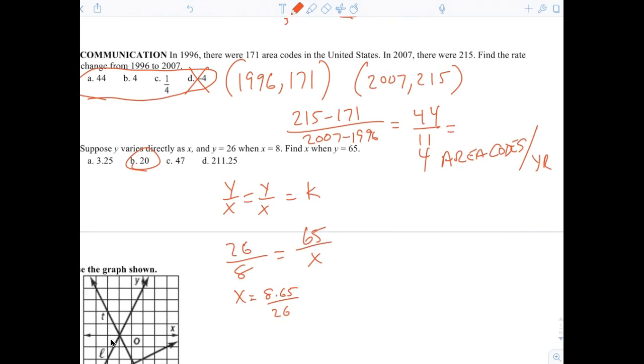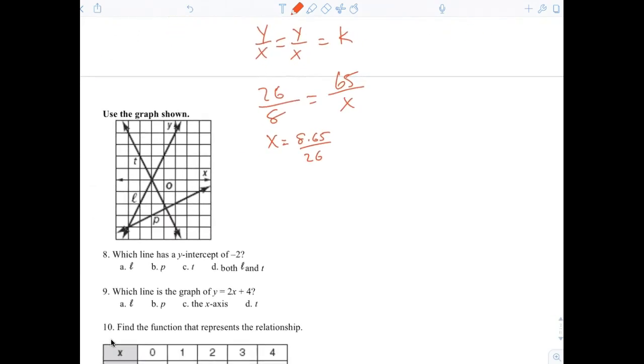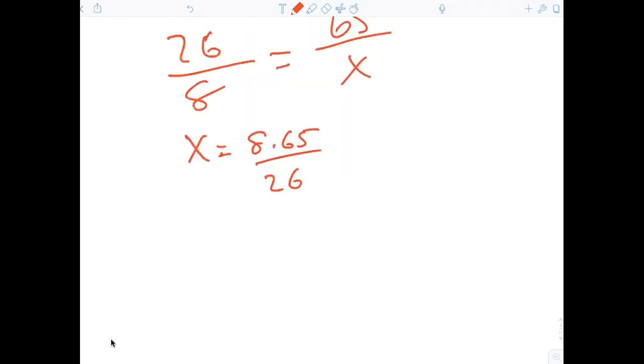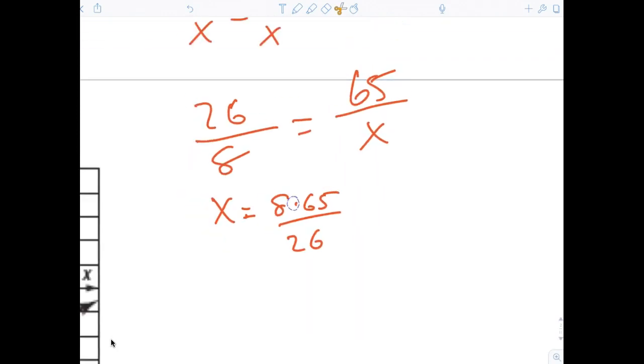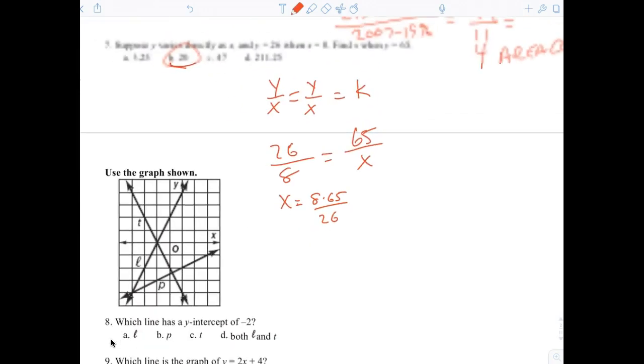Okay, so you cross multiply to get 8 times 65, kiddo. Oh, okay, sorry. Cross multiplying. 8 times 65. I got really confused. I see that. 8 times 65 divided by 26. All right. Carry on. Here we go.